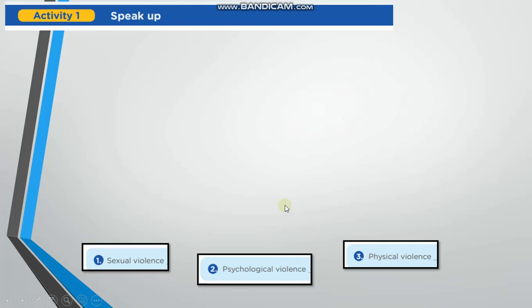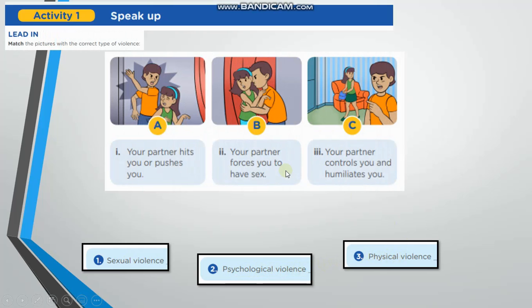Speak up. Activity number 1. Do you know the types of violence? There are 3. Number 1, sexual violence. Number 2, psychological violence. And number 3, physical violence. Okay, in this activity you have to match the picture with the correct type of violence.